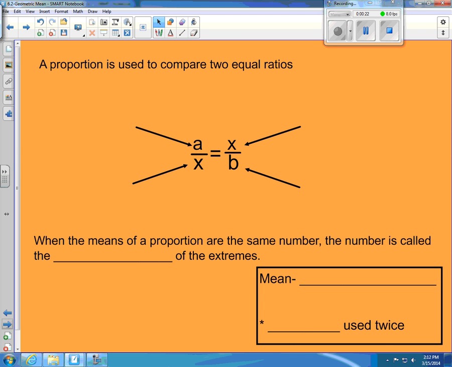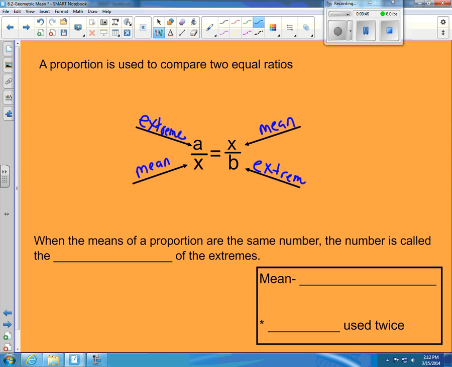Geometric mean actually comes from a proportion, which we've done. We've talked about a proportion used to compare two equal ratios. So here we have a over x equals x over b. We actually can label these. We have what's called an extreme and a mean. Our x is going to be the mean, and our a and our b are going to be the extremes.